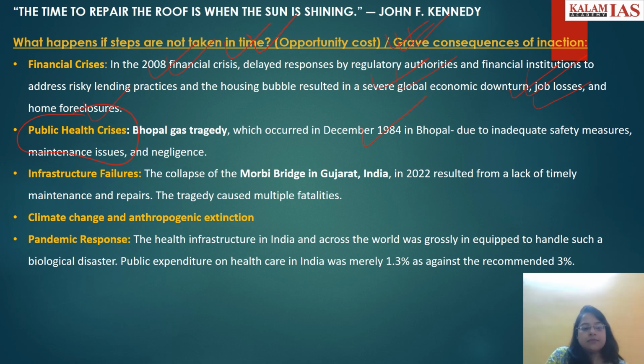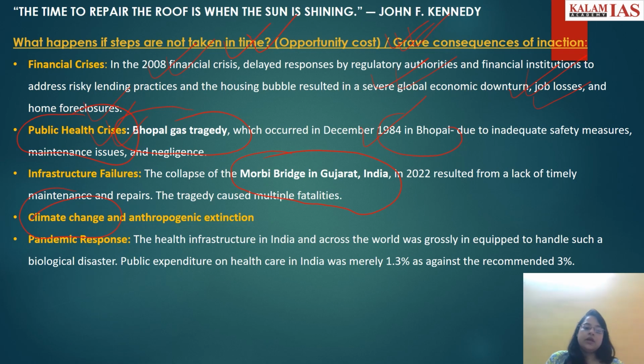Then about the public health crisis, you can quote about the Bhopal gas tragedy that happened in December 1984 in Bhopal, and that happened majorly due to the inadequate safety measures, maintenance issues, and negligence. Then also you can talk of the recent Morbi Bridge incident in Gujarat. Okay, so that happened due to the infrastructure failure, due to the lack of maintenance and repairs, and that caused multiple deaths, multiple fatalities. You can talk of the climate change, very, very good example, very, very relevant example.